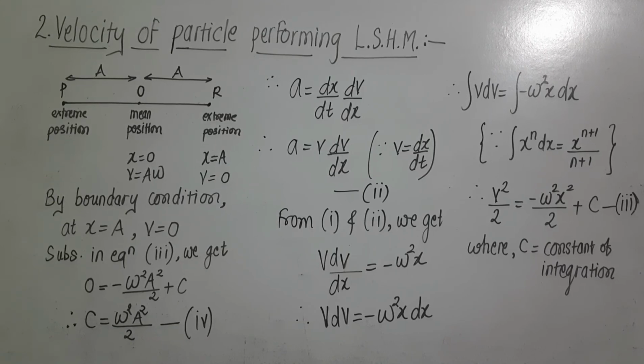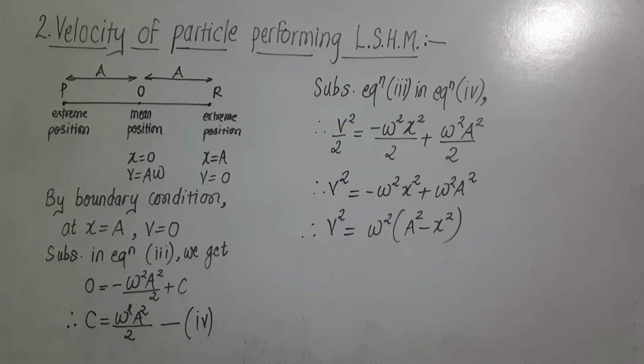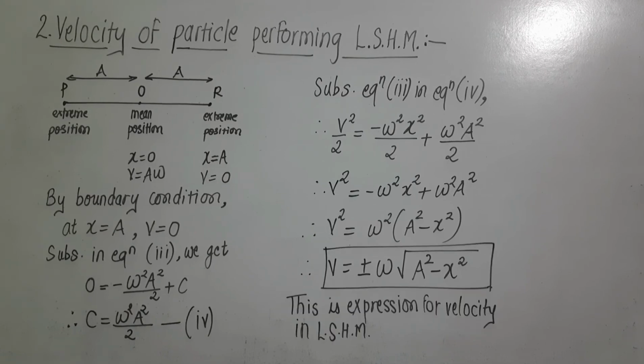Now substitute equation 4 in equation 3 and we get v square upon 2 is equal to minus omega square x square upon 2 plus omega square a square upon 2. Now multiply this equation by 2. Taking omega square common, we get v square is equal to omega square times a square minus x square. Now taking square root on both sides, v is equal to plus or minus omega under root a square minus x square. This is the expression for the velocity of a particle performing linear SHM.